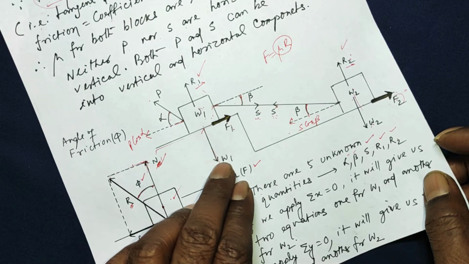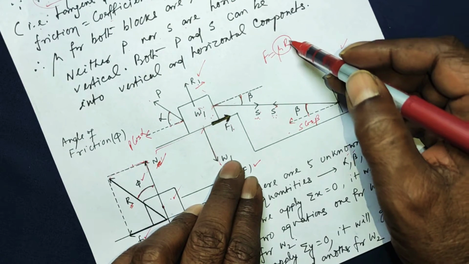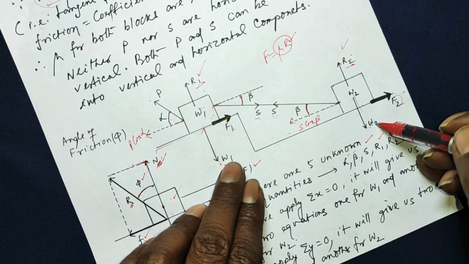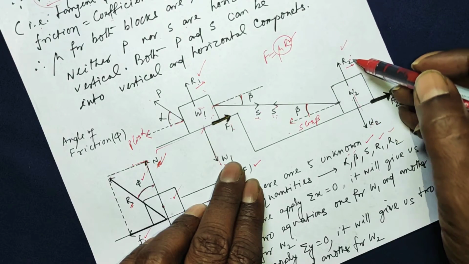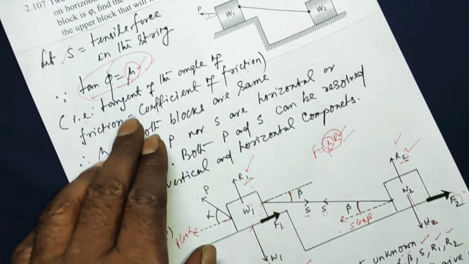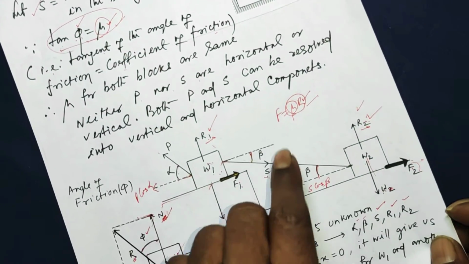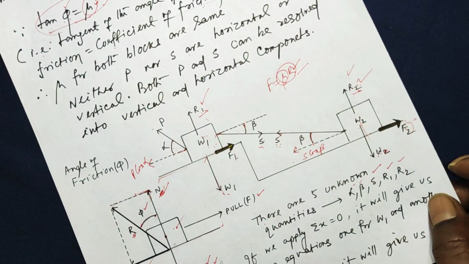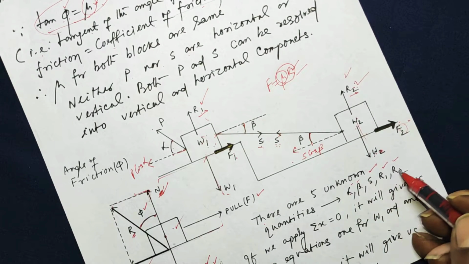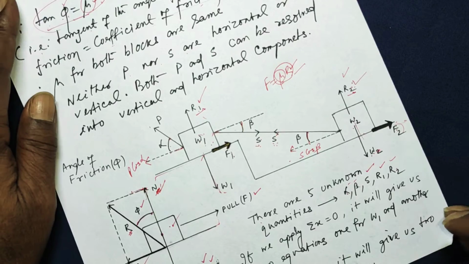Since W is known, W1 is known, therefore R is known, R1 is known. Since W2 is known, therefore R2 is known. And since mu is known, because tan phi is mu, therefore the force of friction is known. So the force of friction is not an unknown quantity. So these 5 quantities are the unknown quantities.